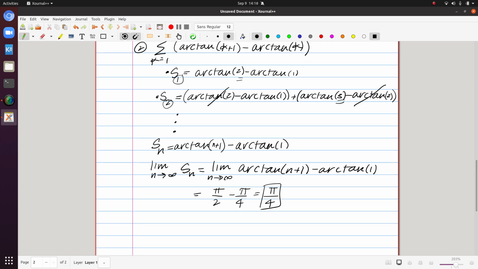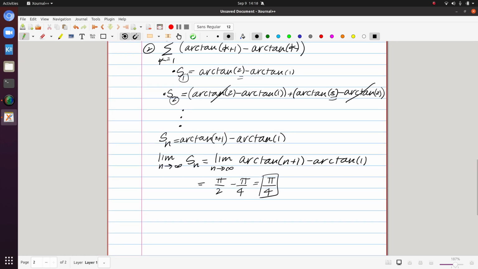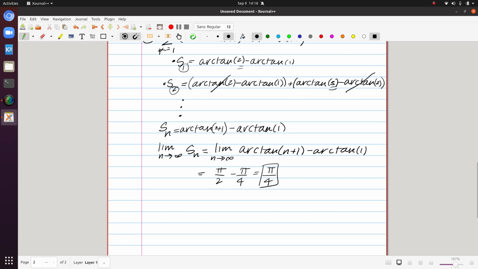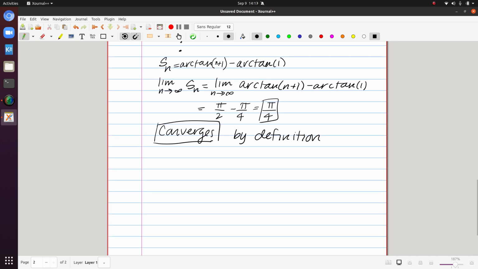So importantly, we need to make a conclusion about whether or not this series converges. Because the limit exists and is finite, the series converges, and the justification here is by definition. And on top of that, we got the extra information, which wasn't asked for, that we can find the sum of this series is pi over 4.